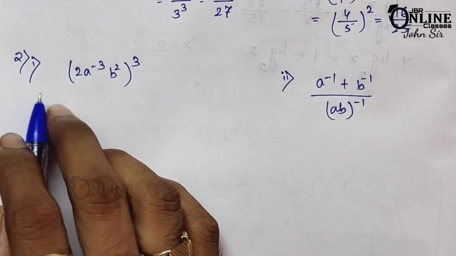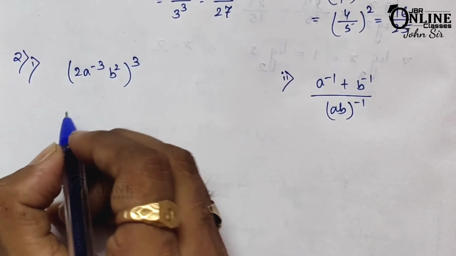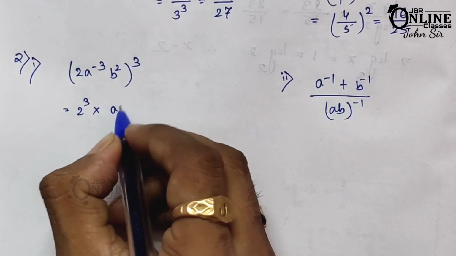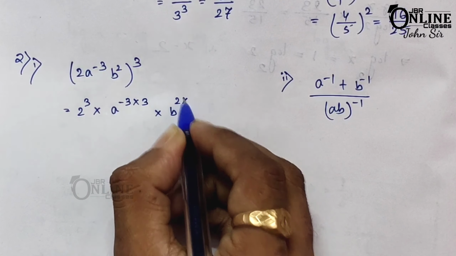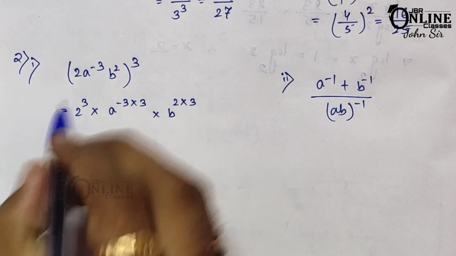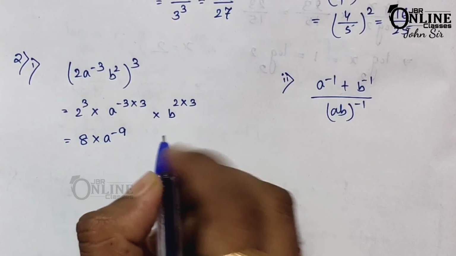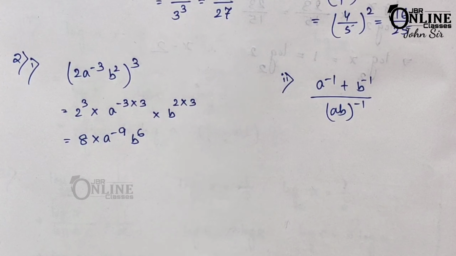Now sum number 2, 1. 2a to the power minus 3, b square, whole cube. So that equals 2 to the power 3, and here a to the power minus 3 into 3, and the second one b to the power 2 into 3. So the first one will be 8, the second one a to the power minus 9, and the third one b to the power 6. So that is the answer.